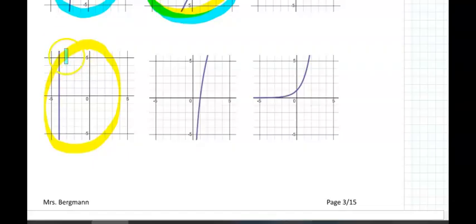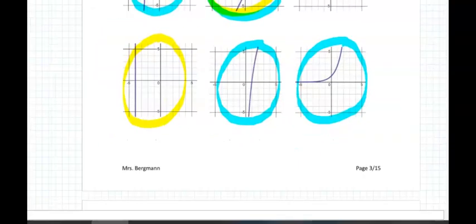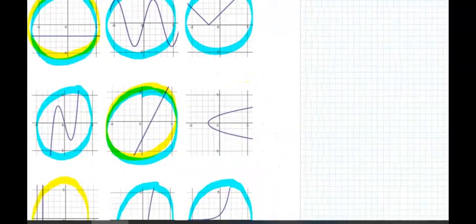Again, this is not passing the vertical line test because if you put a vertical line there, it's definitely passing more than one point. This is a function, and this is a function. Notice all the linear ones are functions except the vertical line. That one's not a function because it doesn't pass the vertical line test.